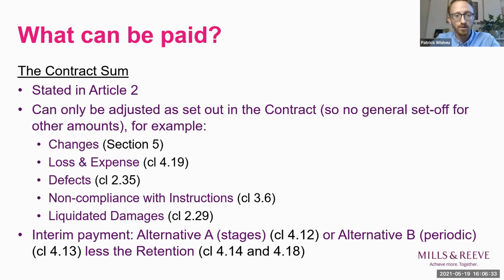Personally, I've mostly only ever seen alternative B, the periodic one. And what that is essentially the sums due for works done as at the due date, whereas the stages approach is the parties set out a schedule of stages and a price for each stage, and the contractor will only get paid for those stages that are completed as at the due date.